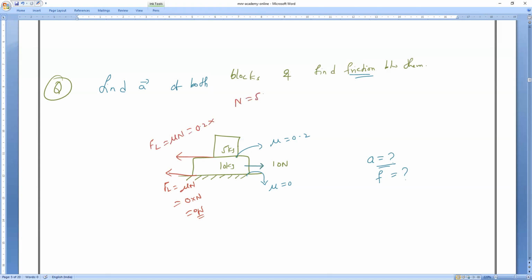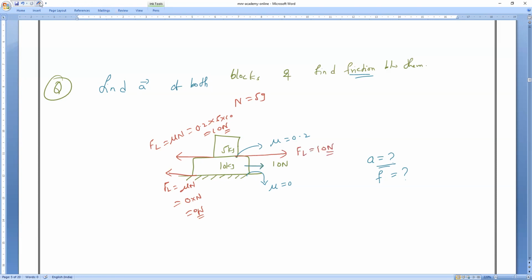N is equal to 5 into g. So 5 into 10 equals how many newtons? F limiting is 10 newtons. If the first body exerts F limiting on the second body of 10 newtons, then the second body exerts F limiting on the first body in the forward direction. That is also equal to 10 newtons.